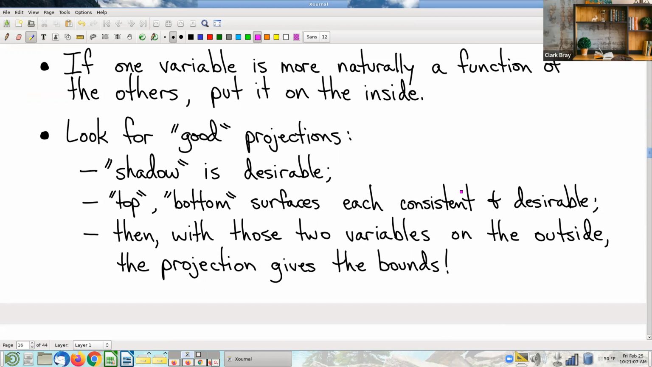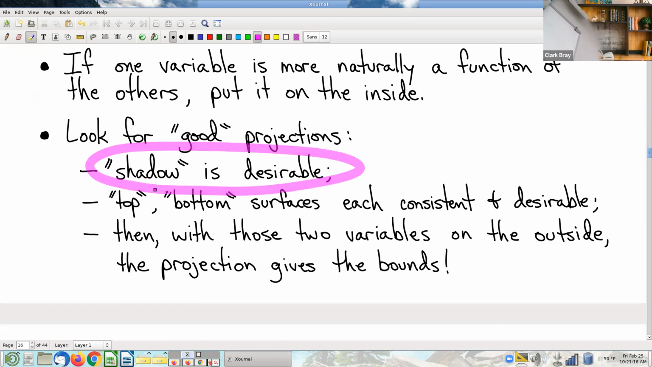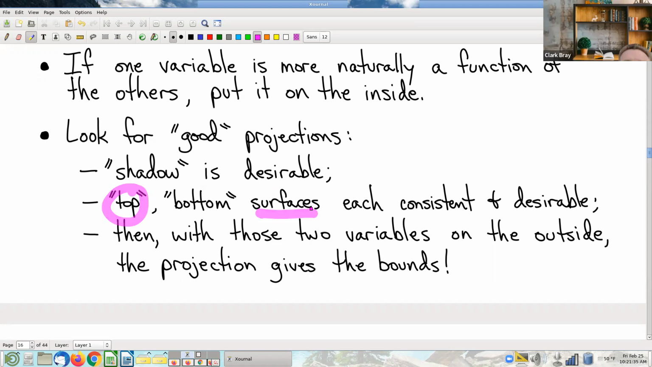And this is this idea of projection. So I think this is best understood by example. But what I mean by a good projection is one where the shadow, in other words, the projection itself, is a desirable shape. Some shapes are better than others for slicing purposes. There needs to be a clear top surface and a clear bottom surface. And what I mean by clear is that it needs to be consistent across the projection. I'll show you an example.